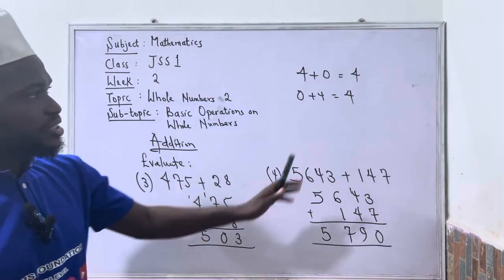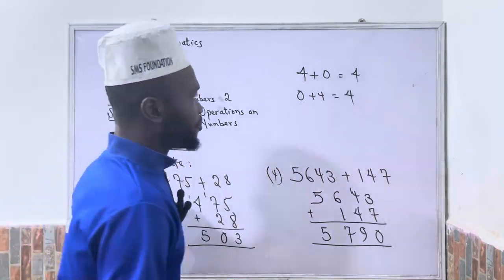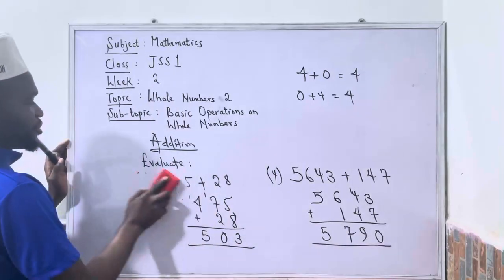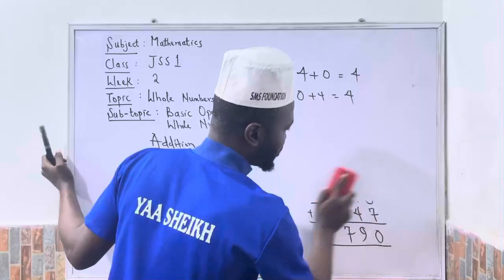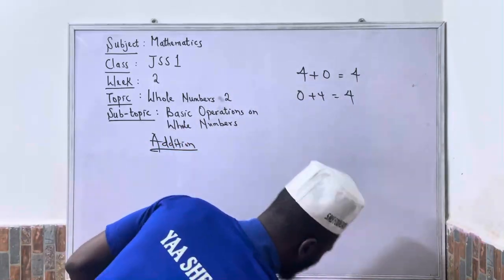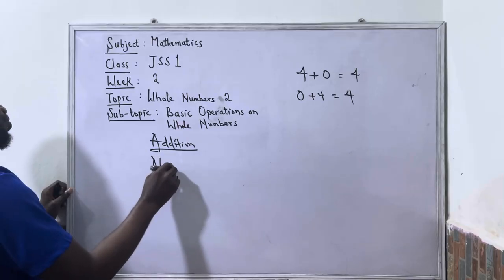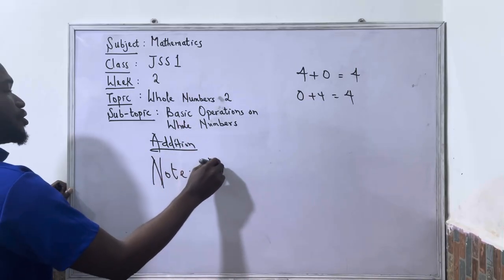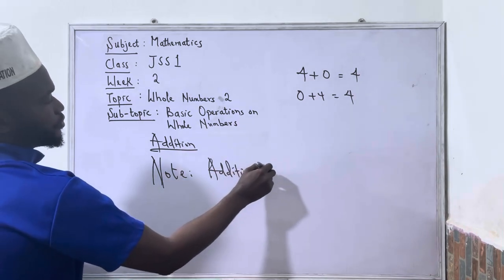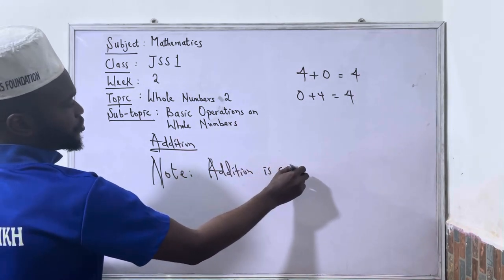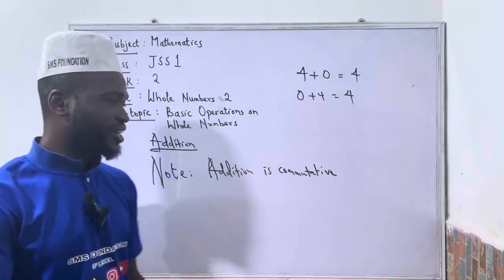Now, this brings me to the concept of commutativity. So you also need to take note of this, that addition is commutative. Addition. Take note of this. Note: addition operation is commutative. So the commutative rule is applicable for addition.